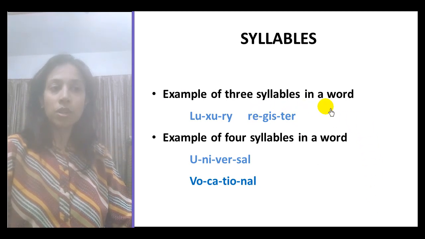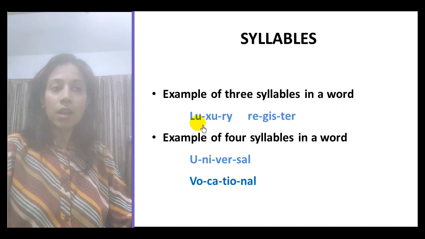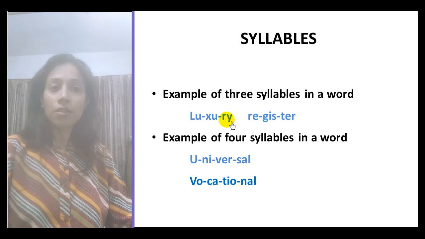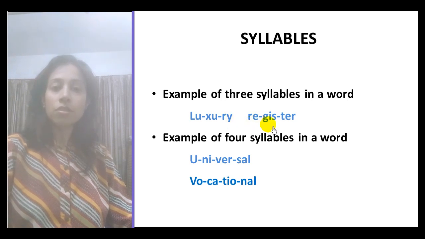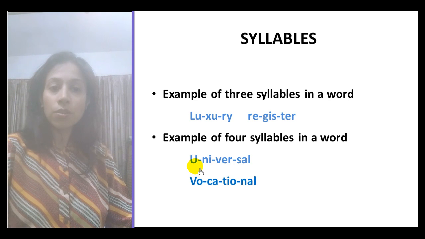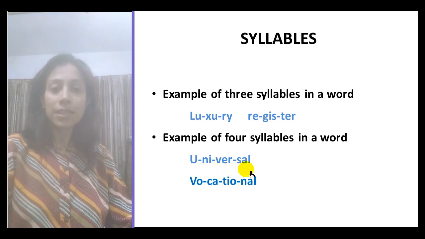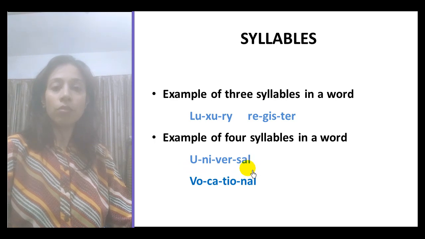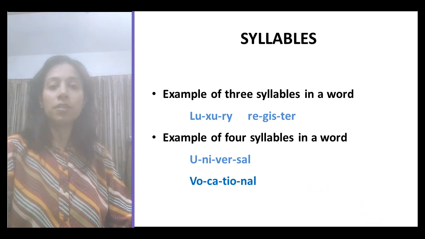Let's check out more examples. Now, three syllables in a word. We have luxury. Luxury. Register. Examples of four syllables in a word we have here as universal. Universal. So here we found there are four syllables. Vocational. Vocational. Right? So this was an example of four syllables in a word.